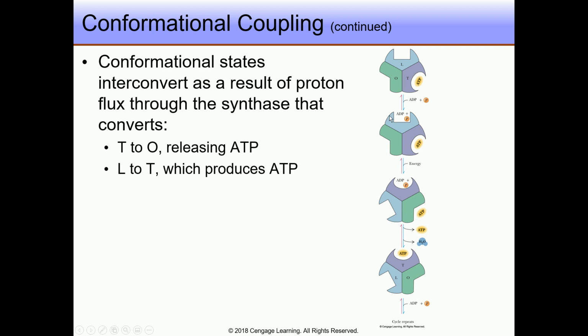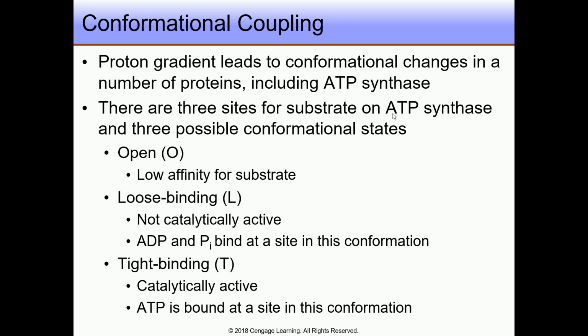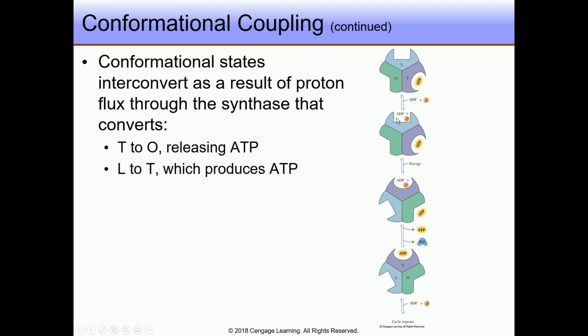So you can see the 3 conformations. This is L, loose, T, tight, and this is O. In the loose binding conformation, it is a loose affinity binding, and ADP and phosphate bind here. This is the T binding, which is the tight binding, and here ATP is bound in this conformation.